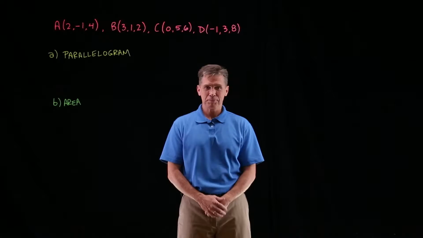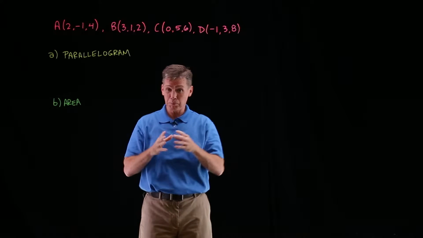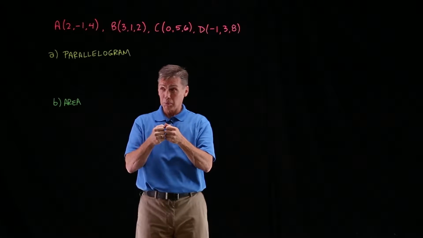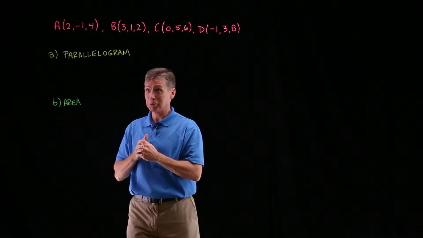Hi, I'm Pat Kelly. In this problem, you can see that they give us 4 points in 3 space, and they ask us to show that those are the vertices of a parallelogram, but then also to find the area of that parallelogram. Okay, so let's get to it.